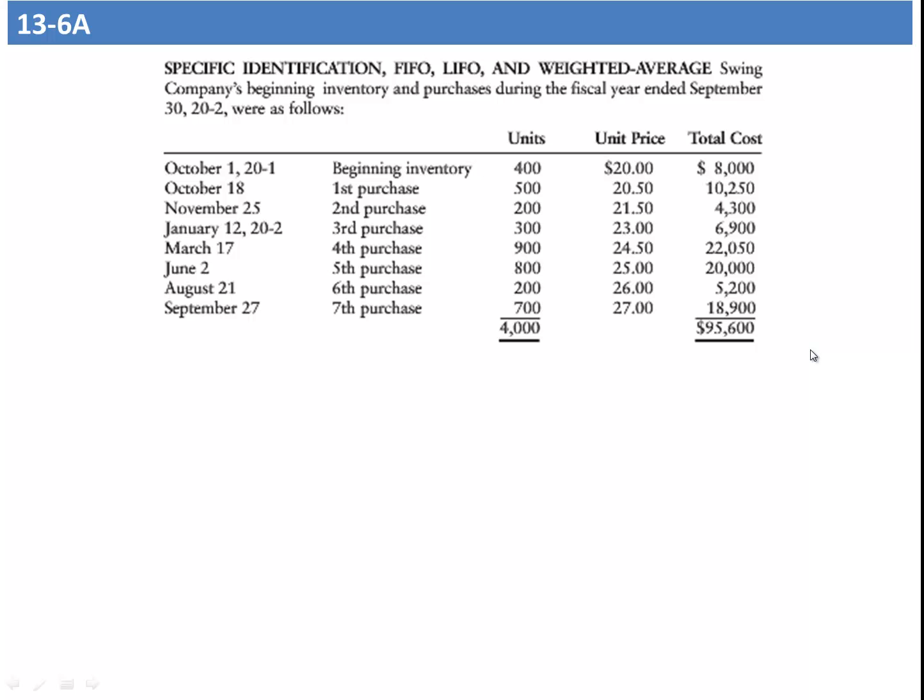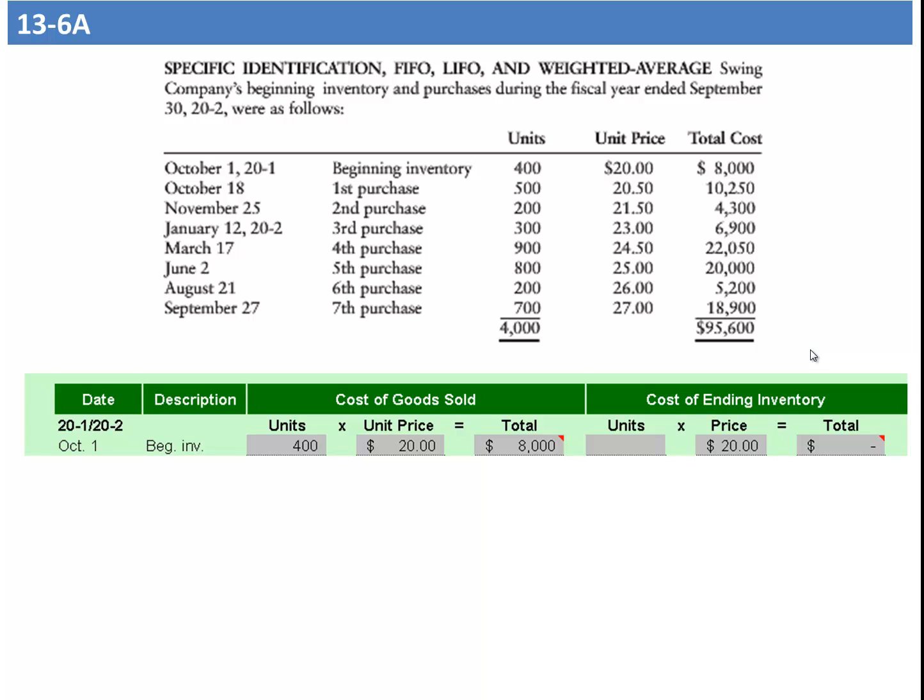So let's go through and see how we're going to calculate our costs under the FIFO method. The first thing we do is we know how many units that we sold, and we need to count up those total units until we get to the total price that we sold. So we sell from first in, first out. If we sold those 400 units at $20 a piece, that's $8,000. If we sold them, they're in our cost of goods column and not in our cost of inventory.